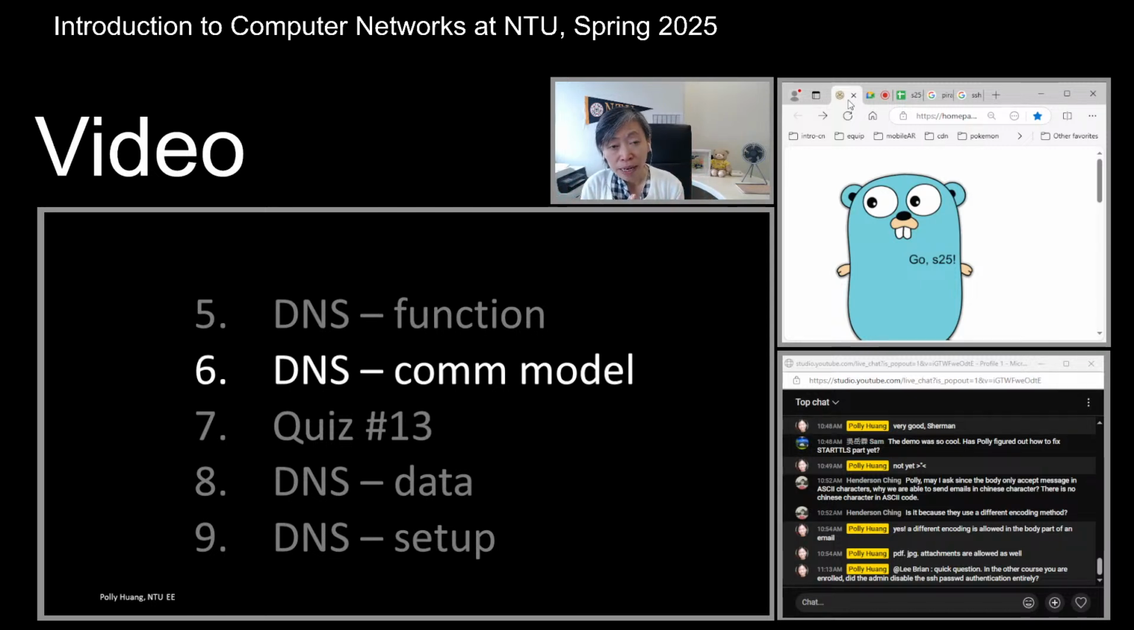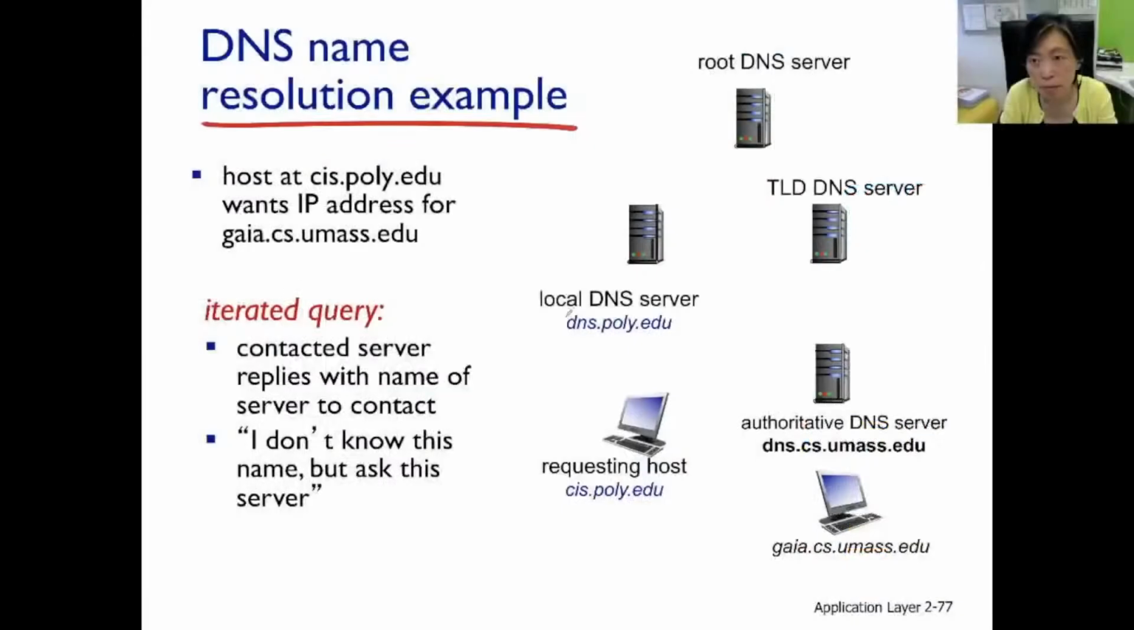Next, let's find out how the query to resolve the hostname to an IP address is sent and how the reply of the query comes back. There are actually 2 forms of doing the query and reply. One is iterated, the other is recursive. So far, we've learned that there's a hierarchy in the DNS servers. Here's the top, second, and the 3rd level.